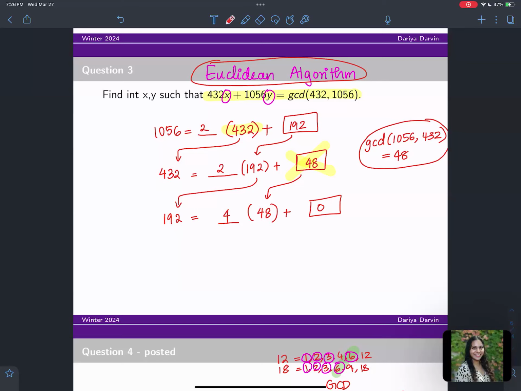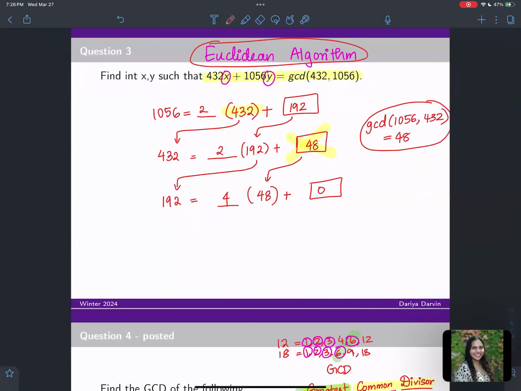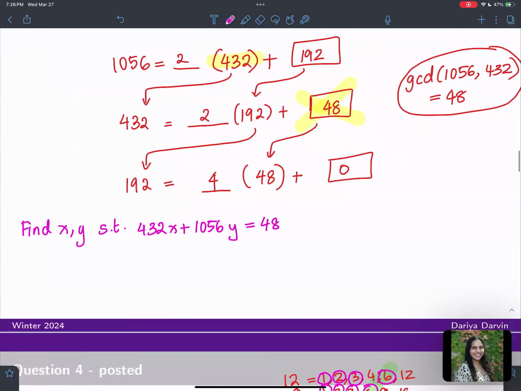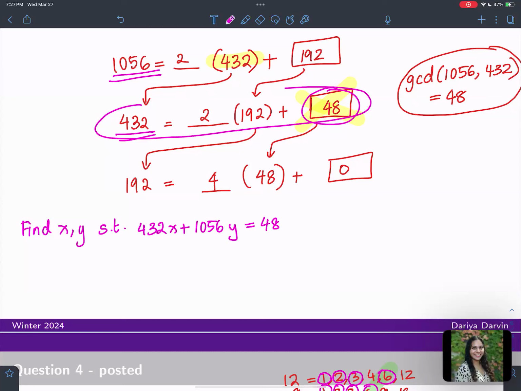Excellent. So now I need to rewrite. My goal now is to find x comma y such that 432x plus 1056y equals 48. So I want to rewrite 48 in terms of 1056 and 432. So you are basically going to go back in the Euclidean algorithm. I'll show you what I mean. So you start with this line from where you got 48. So from here we know 48 is 432 minus 2 times 192.